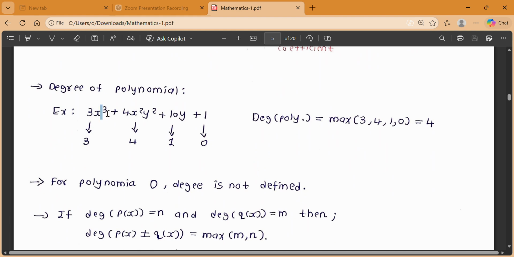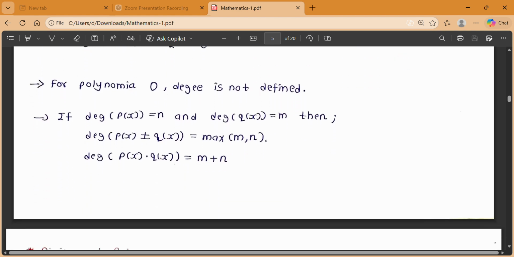For example, the powers here are 3, 4 and 2, and the constant term has no power, so its power is 0. The degree of the polynomial is the maximum power, so the maximum here is 4. For the zero polynomial, the degree is not defined.